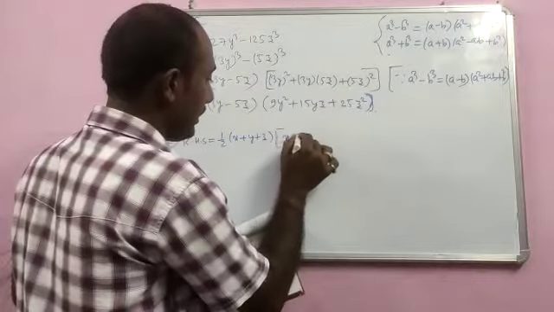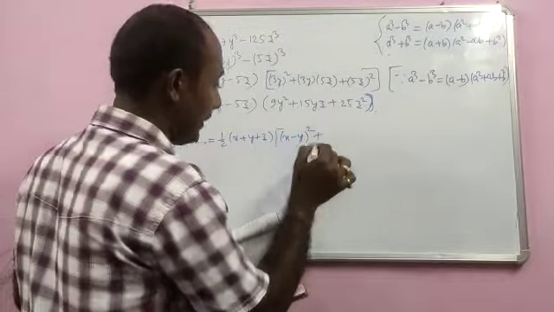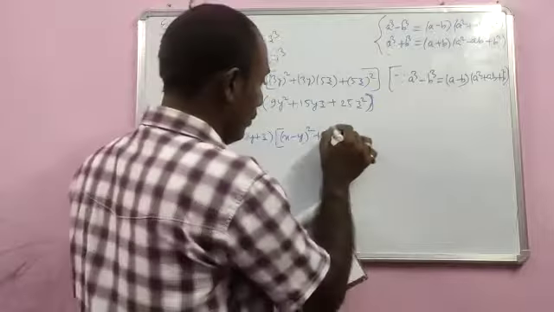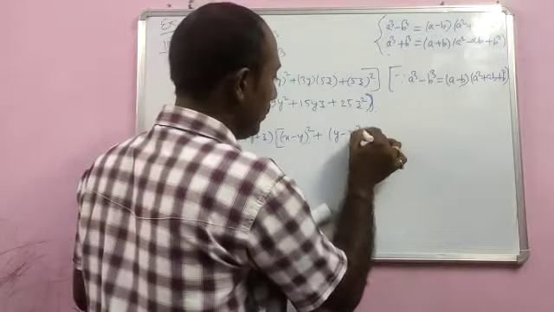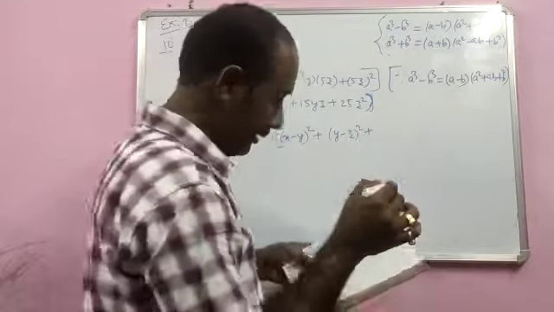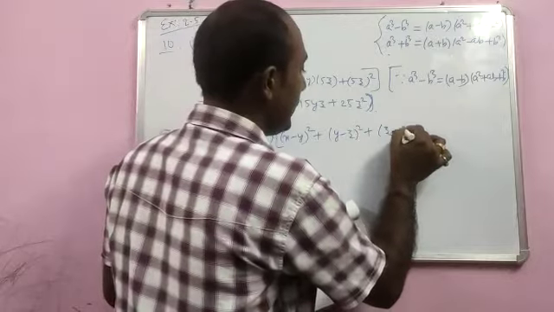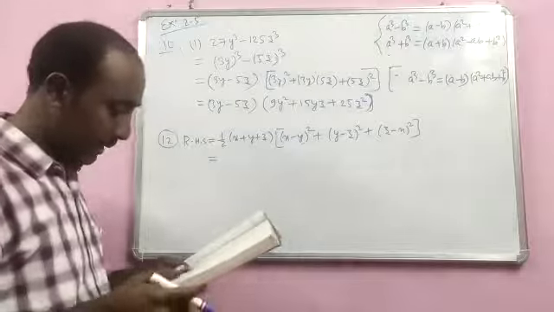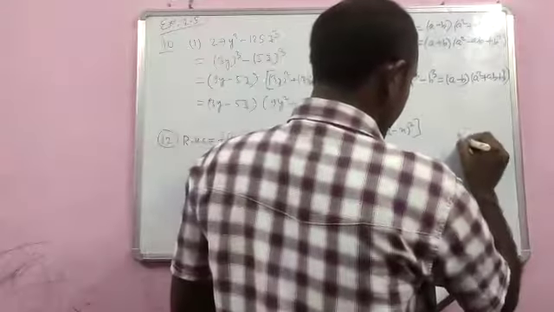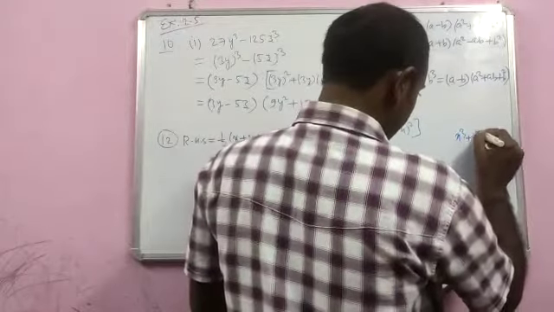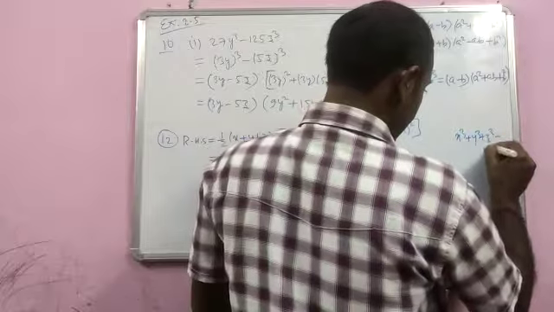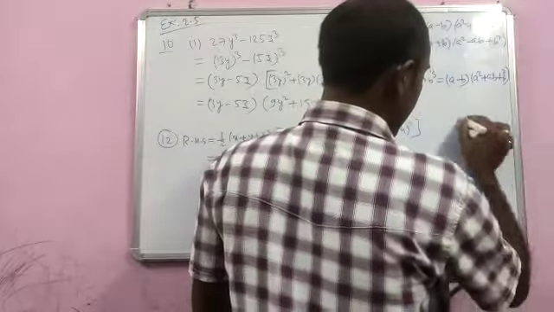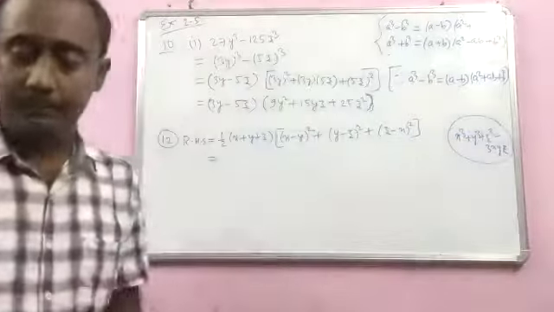into x minus y whole square plus y minus z whole square plus z minus x whole square. Then we will proceed, and we have to prove this equal to x cube plus y cube plus z cube minus 3xyz. We have to get this part.